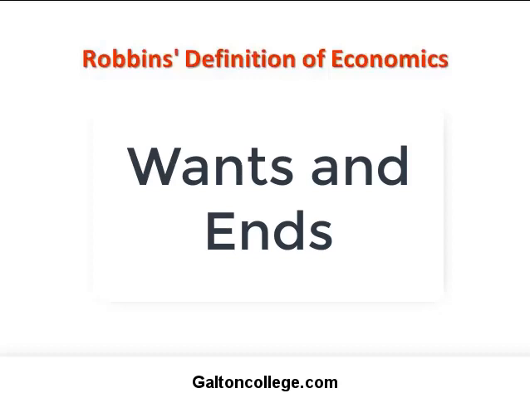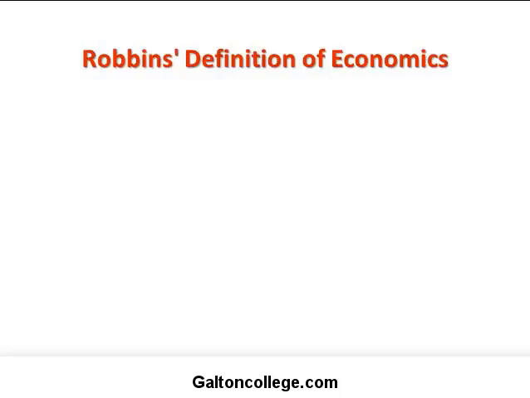In this video we're going to look at wants. Now wants and ends, we'll use the words interchangeably. Wants and ends appear in the Robbins definition of economics. Robbins has a very famous definition of economics, one which virtually all students of economics know and love.